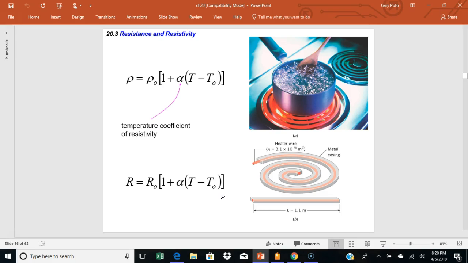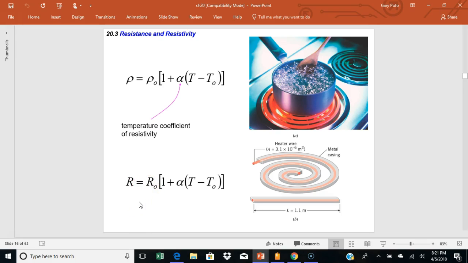Where rho is the resistivity of the material. Rho sub 0 is the initial resistivity of the material. Alpha, I'm sorry, that is the temperature coefficient of resistivity. Basically, rho and rho sub 0 are the resistivities at temperatures T and T sub 0. So you've got to make an adjustment for the resistivity of the material.